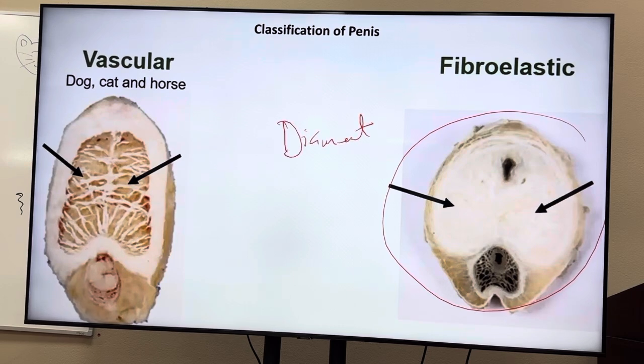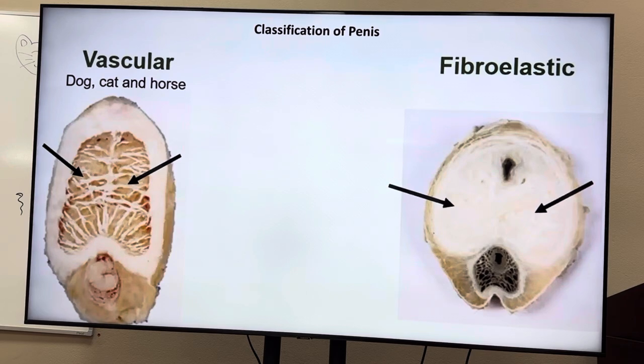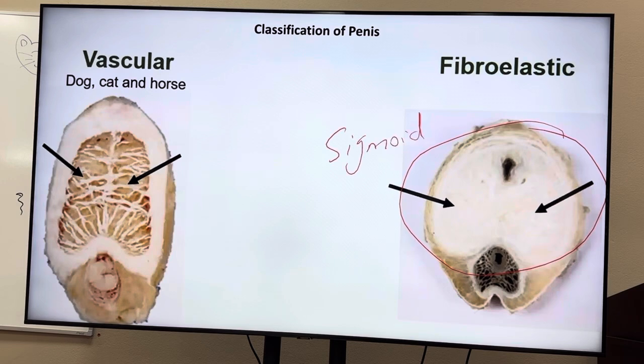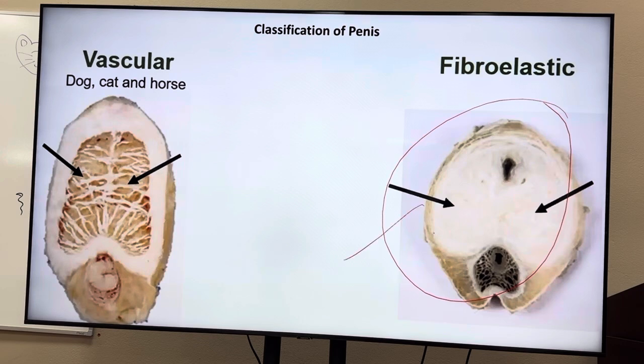So the increase in length that we see here is not due to the action of the erectile tissue, but what we call sigmoid flexure. So it increased in length, but not in diameter, and this is due to sigmoid flexure. So we have a fibroelastic type of penis in boar and ruminants.